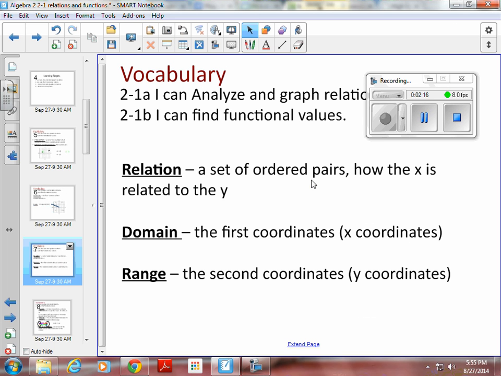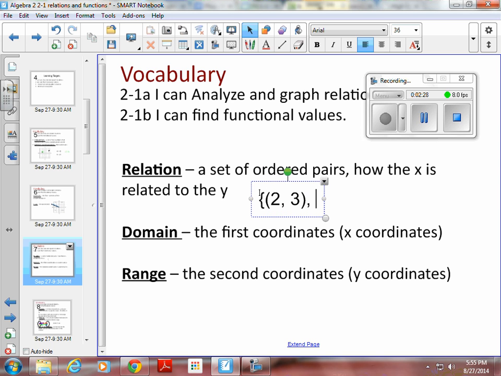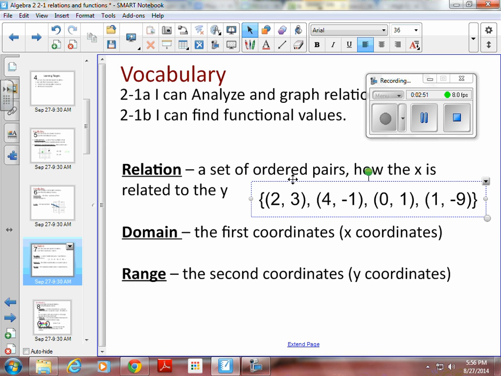A relation: any set of ordered pairs is a relation. So if you had, and we use these fancy braces, they are called braces, and then you have a parenthesis (2, 3), and then (4, -1). Oops, I put the wrong one there. That one. And then maybe (0, 1). And we'll give one more just for the fun of it. How about (1, -9). Okay. That would be a relation. It's a set of points. Any relation is a set of points.